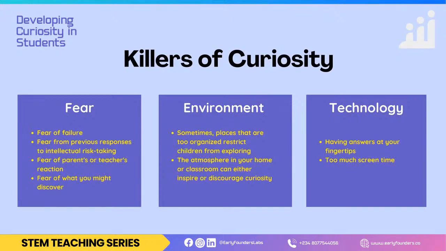Look at fear. Fear of failure, fear from previous responses to intellectual risk-taking, fear of a parent or teacher's reaction, fear of what they might discover. Fear is the primary creator of timidity. So what to do is try to make that child comfortable and make them understand that it's okay to make mistakes. It's okay if you do the wrong things.